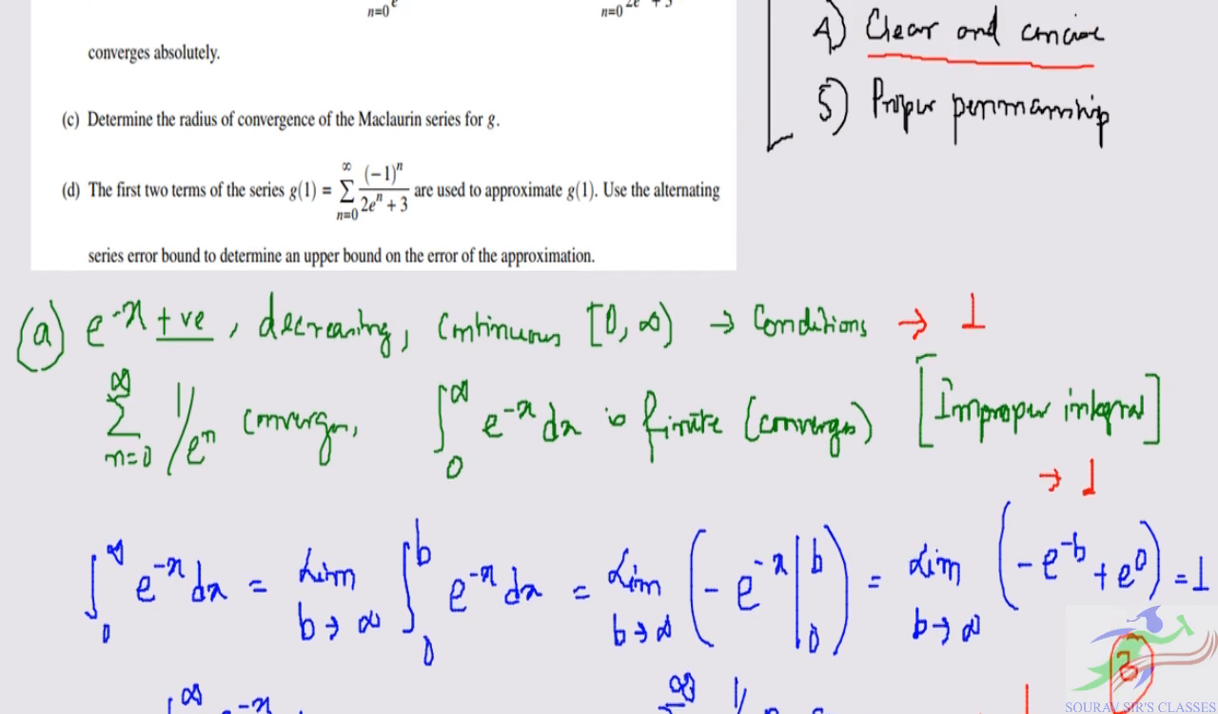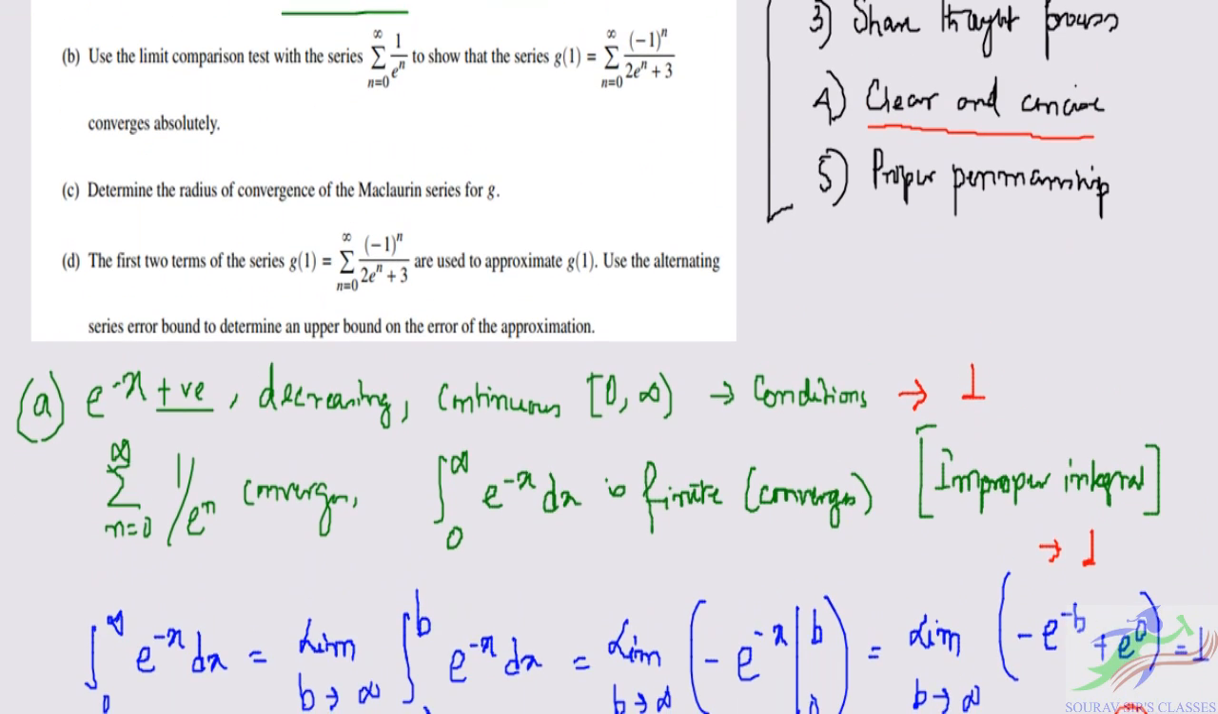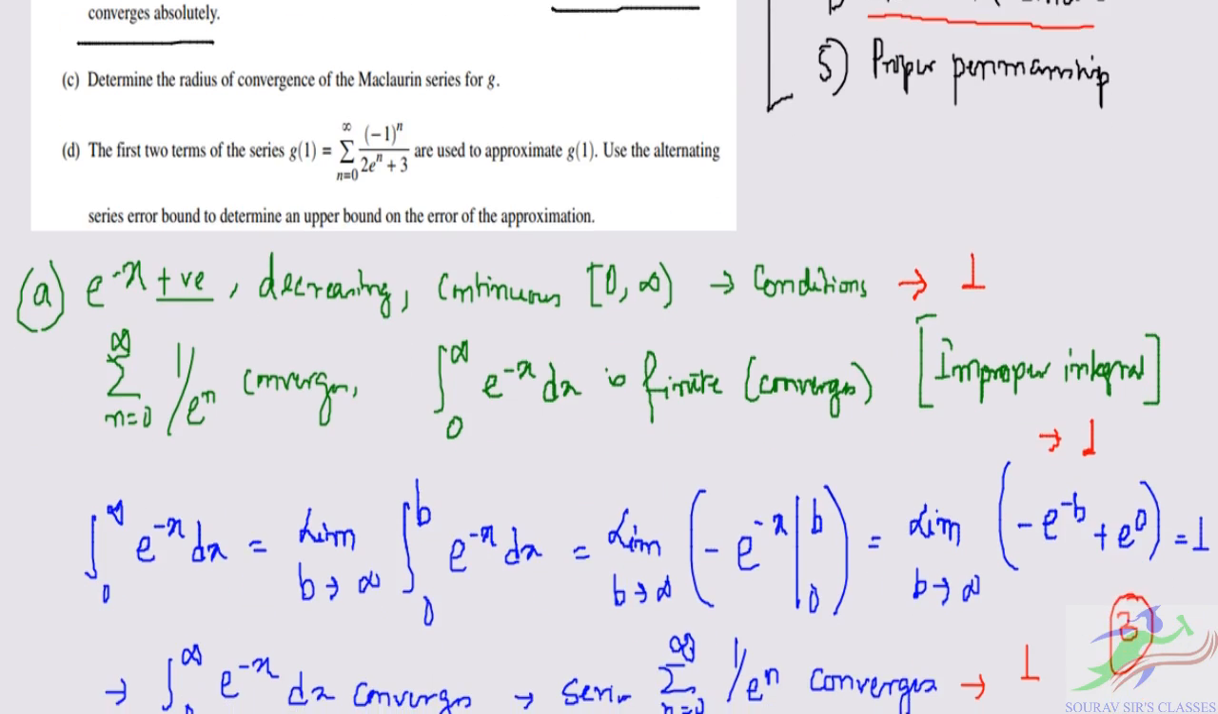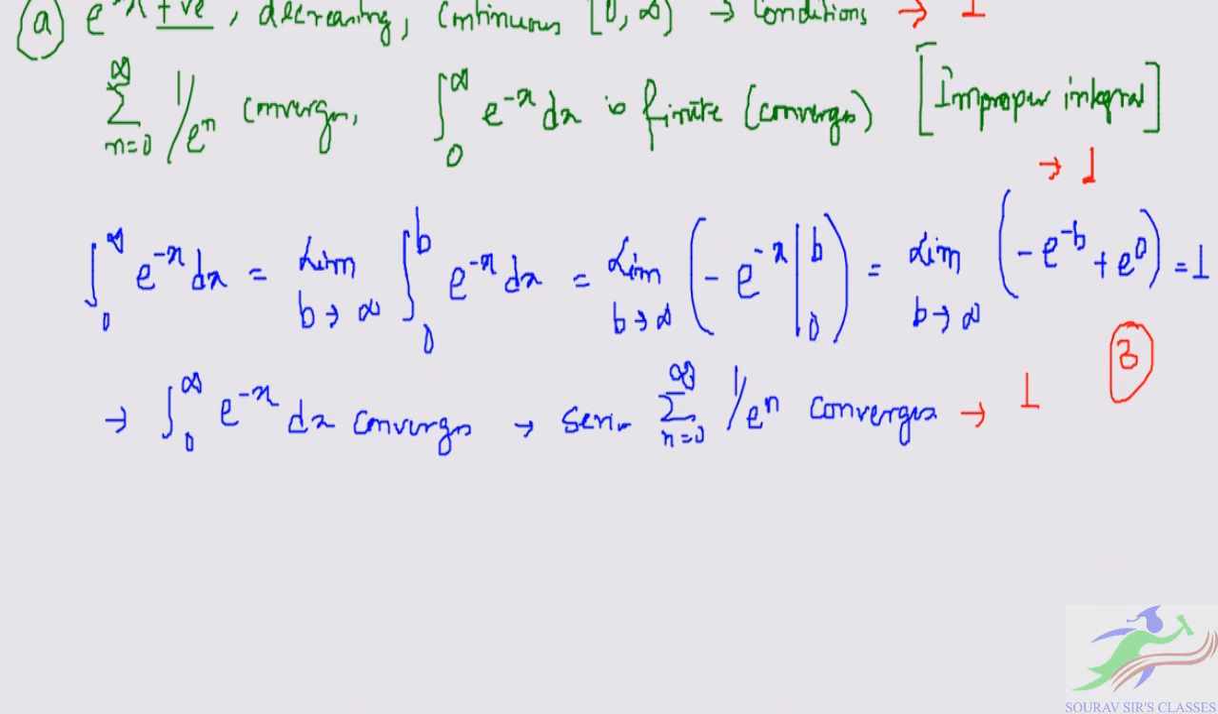Okay, so let's see part B. We have to use the limit comparison test with the series summation n equal to 0 to infinity 1 by e to the power n, to show that the series g of 1, summation of n equal to 0 to infinity of minus 1 to the power n by 2 e to the power n plus 3, converges absolutely. So now we will solve this part B.